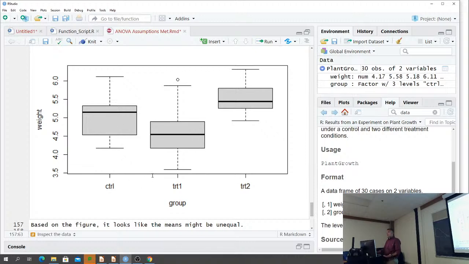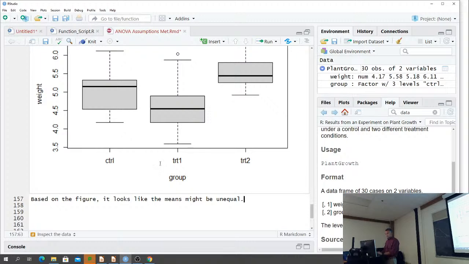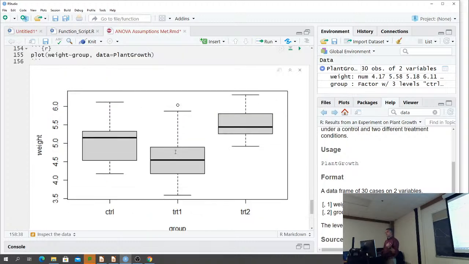So if I run the ANOVA and get a p-value that's less than 0.05, I'm not going to be surprised. Based on the figure, it looks like the means might be unequal. The assumptions are harder to assess. They're harder to assess, so our assumptions of equal variance and normality.